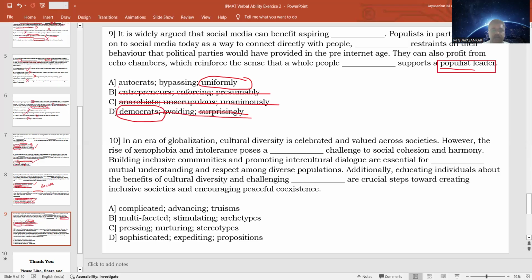So you can see that an autocrat, a person who wants to enjoy full power or authority for himself, will make use of social media or exploit social media, bypassing the controls that political parties would have imposed on him in the pre-internet age, to connect directly with people. And he will use it in a clever manner to do the function of echo chambers, where the support by a small group of people to him will appear as if the entire group of people are unanimously supporting him. So autocrats will be trying to gain unrestricted power to himself by making use of the power of social media. So this is why option A should be the correct answer. All other options are having some problems in between.